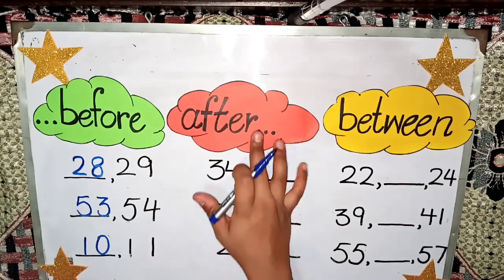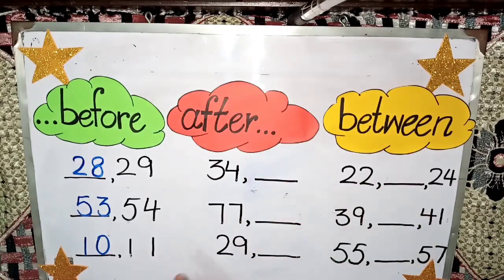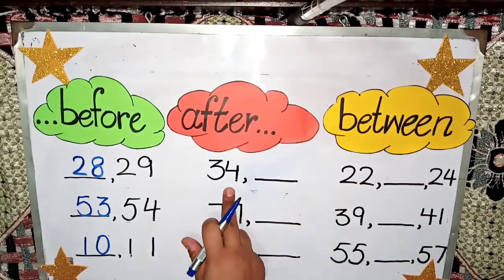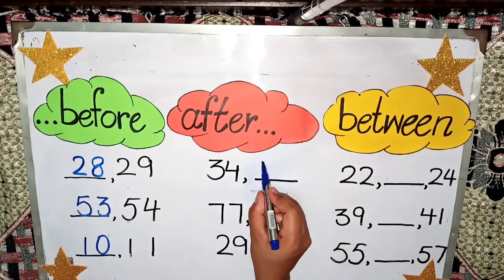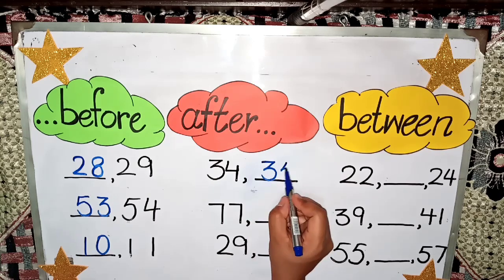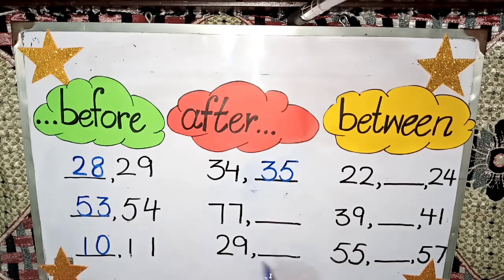Next is what comes after? Which number comes after this number 34? It's very easy. You have to count forward. 34, 35. Very good. 77, 78. Okay, 29. Okay, tell me. Count from 25. 25, 26, 27, 28, 29. It's 30.